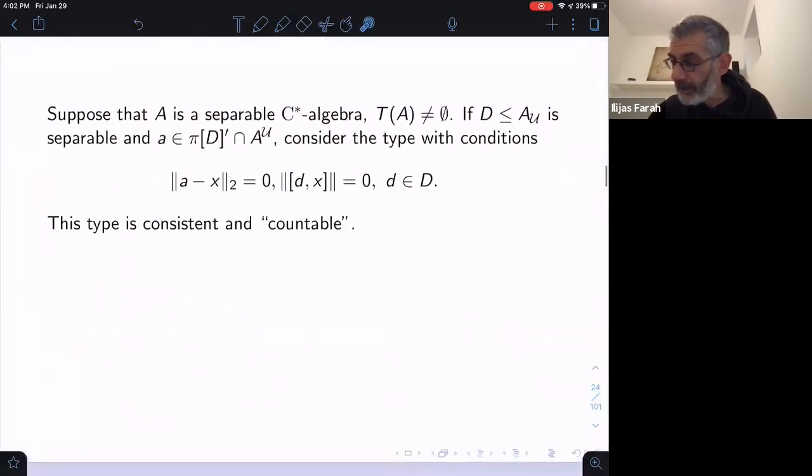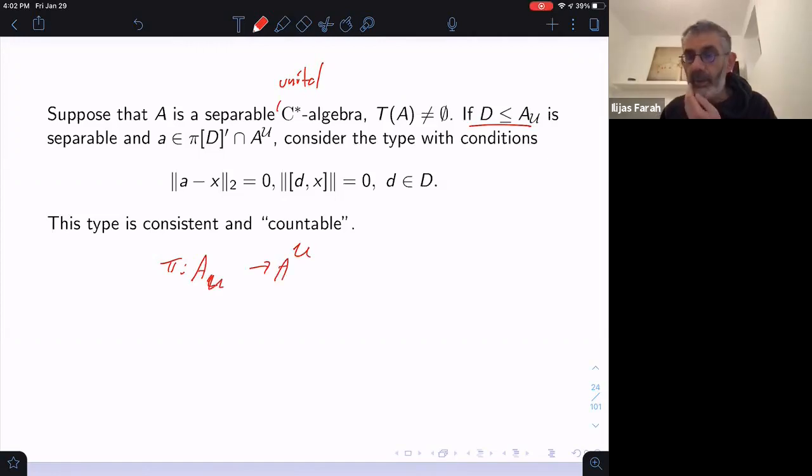So let's take a look at one example. Suppose A is a separable C*-algebra, unital, I should have said unital, with a non-empty tracial simplex. And now you have a separable subalgebra D of its norm ultrapower. And P is, as always, the quotient map from the norm ultrapower onto the tracial ultrapower.